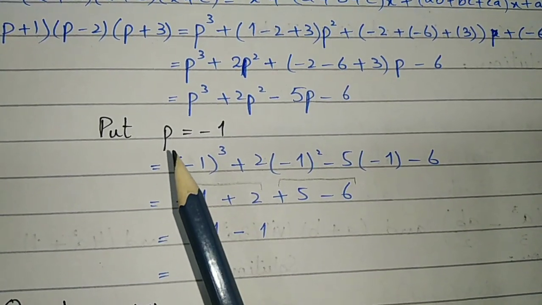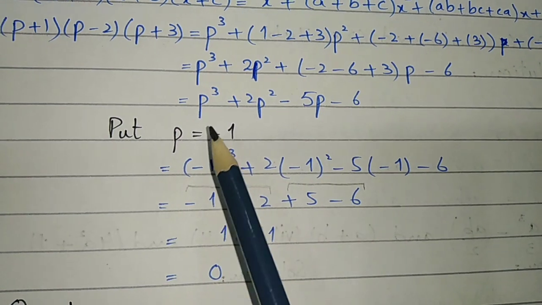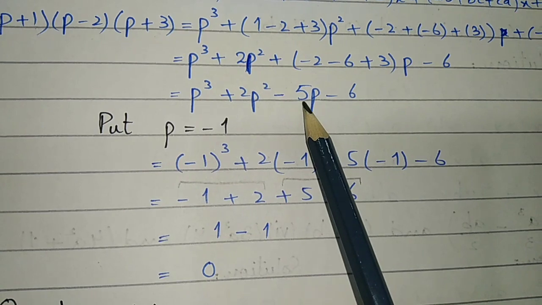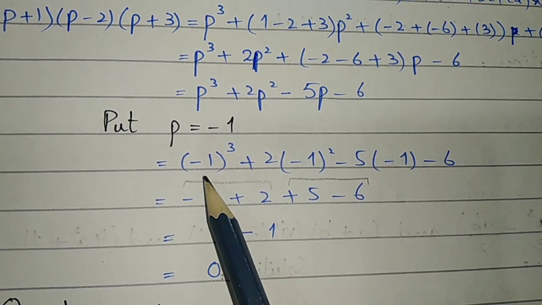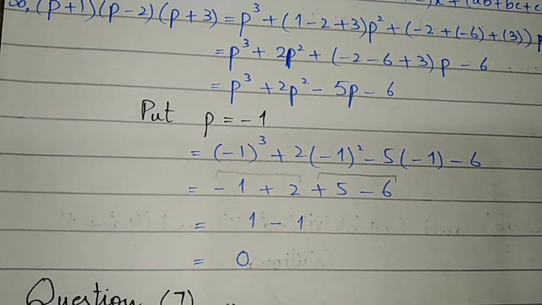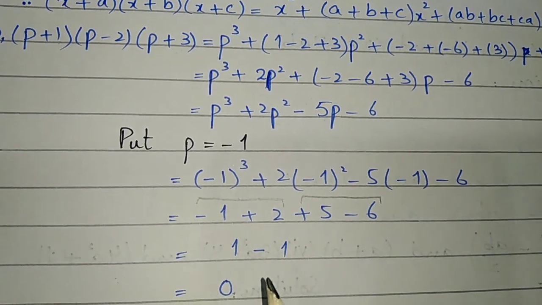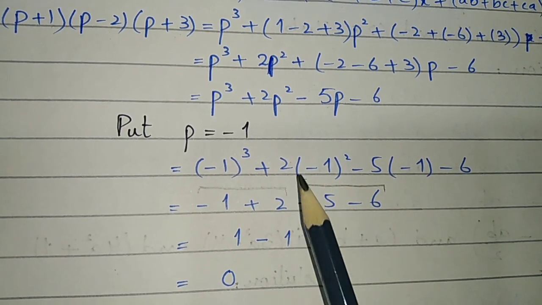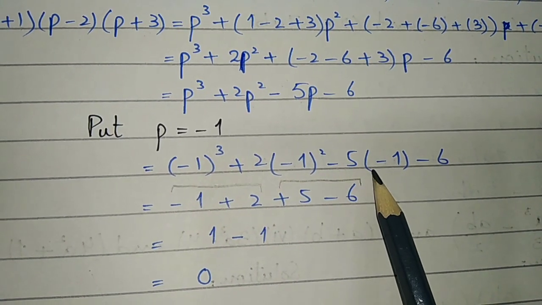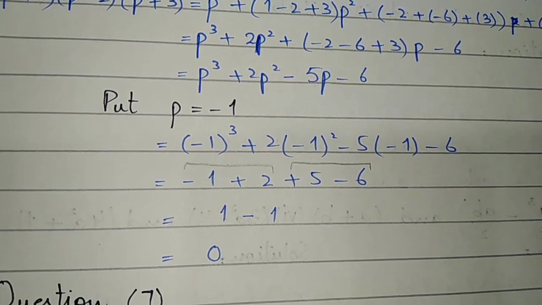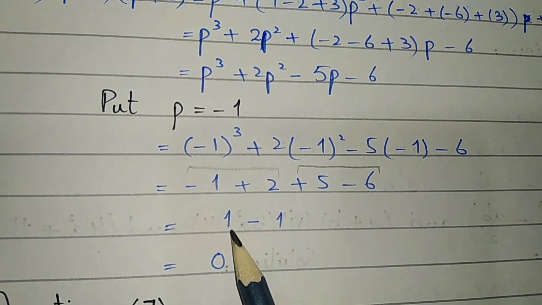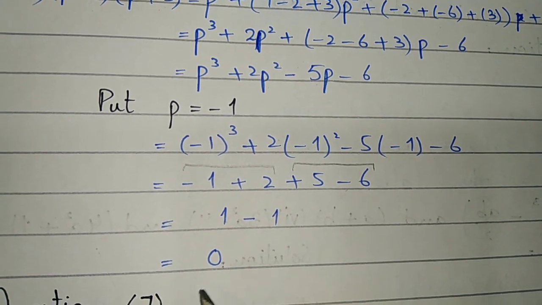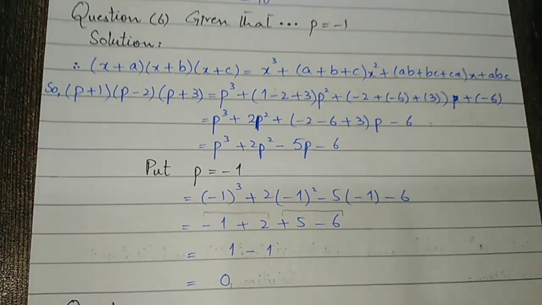Now we put the value of p, that is -1, in the product. So p cube means (-1) cube plus 2 times (-1) square minus 5 times (-1) minus 6. (-1) cube means -1 times -1 times -1, minus minus is positive, positive times negative is negative, so -1. (-1) square means positive 1, so 2 ones are 2. Minus minus is positive, 5 ones are 5, and -6. -1 plus 2 is positive 1, and 5 minus 6 is -1, because we take the sign of the larger term, and 1 minus 1 cancels out and you get 0 as the answer.